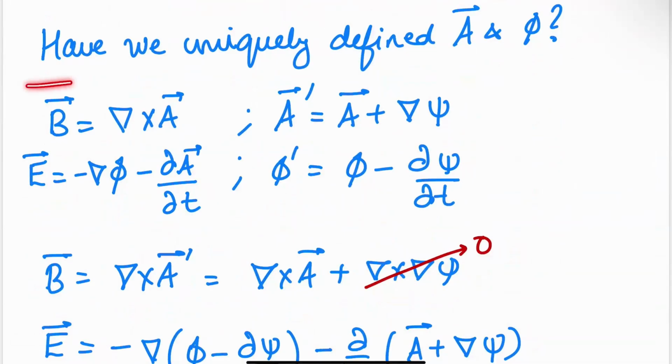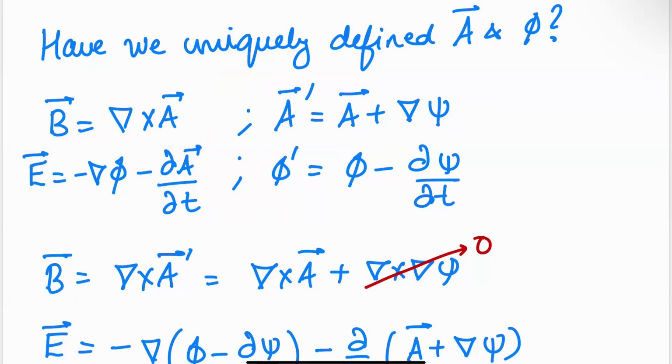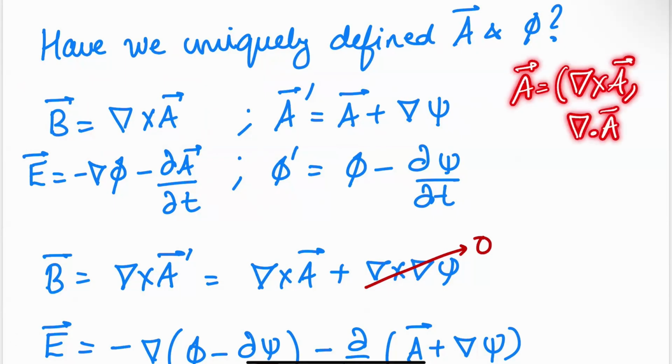Because we know that B is given by the curl of A. Which means that if the curl of A is defined, the only thing I can define now is the divergence of A. Because we know from Helmholtz's theorem that for a given A, I only need to specify the curl of A, and if I specify also the divergence of A, then A is fully defined. Under some conditions of smoothness and continuousness and so on.